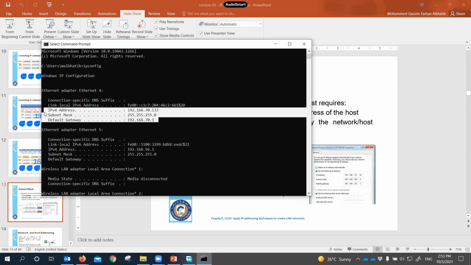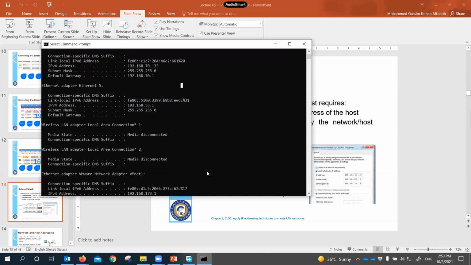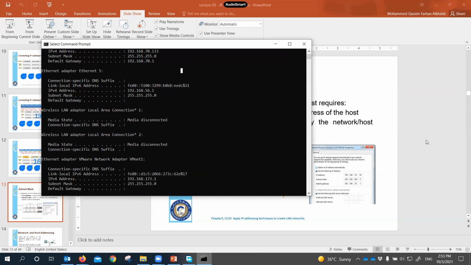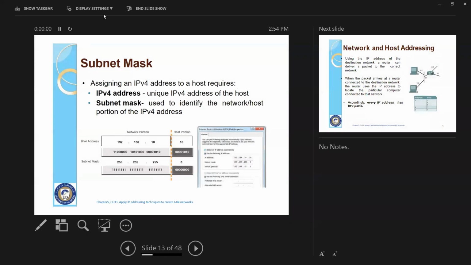But let's look at this one here. My Ethernet IP version 4 is 192.168.70.133. My subnet mask is 255.255.255.0. And notice the default gateway. It has exactly the same network portion, but its host portion is 1 by default. That is for the default gateway. So this is how you check your configuration. You can use the DOS command prompt or Windows when you check the network card.